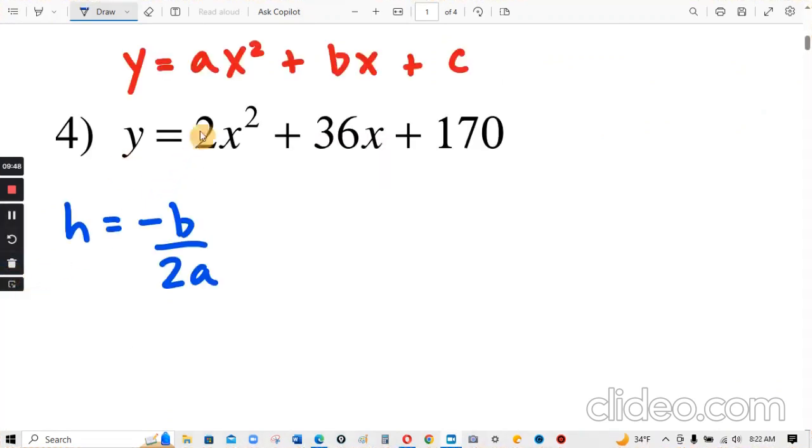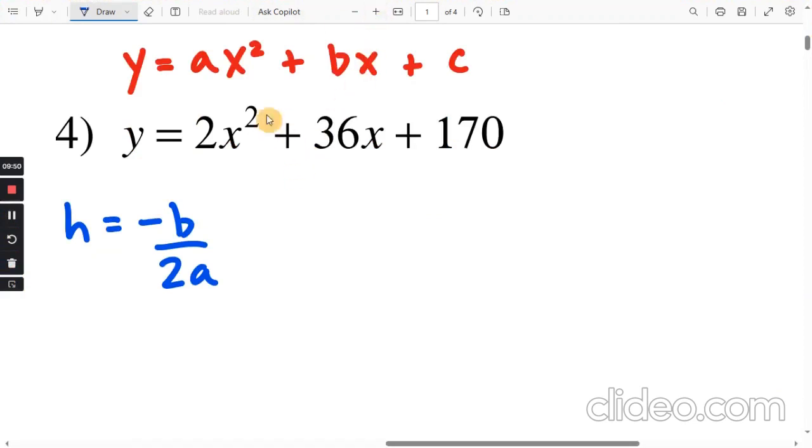Please pause and try number 4. And remember to use negative b over 2a, getting the values from this equation, and then plug in the value for h, and see if you can get the vertex at least.